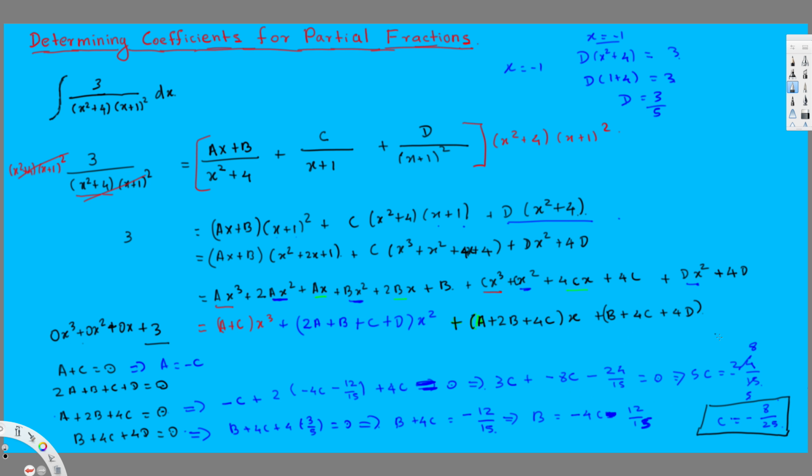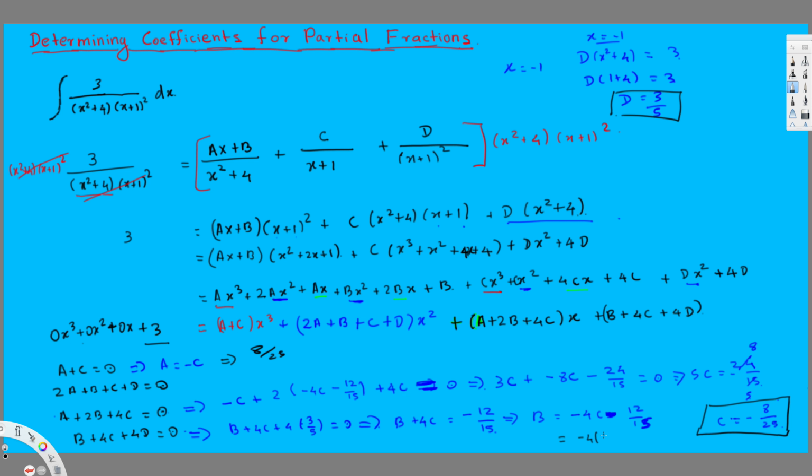So we have d and c already. If I know c, I know a too, because a is equal to negative c, therefore a is going to be equal to 8 over 25. And if I know a, c, d, we can simply substitute everything in one of these equations and find b, right? B is the only thing that is left. So let's substitute this c value right here and find b.